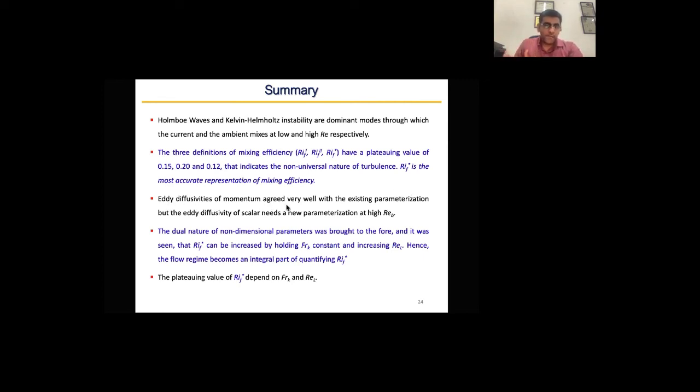Additivity of momentum was well represented, but the scalar parameterization needs to be improved. And finally, we propose that the non-dimensional parameters being used, RIG and REB, the gradient Richardson number and the buoyancy Reynolds number, are not enough to completely tell the story. We need to put it on a parameter space and then quantify the RIF star depending on which regime we are in.